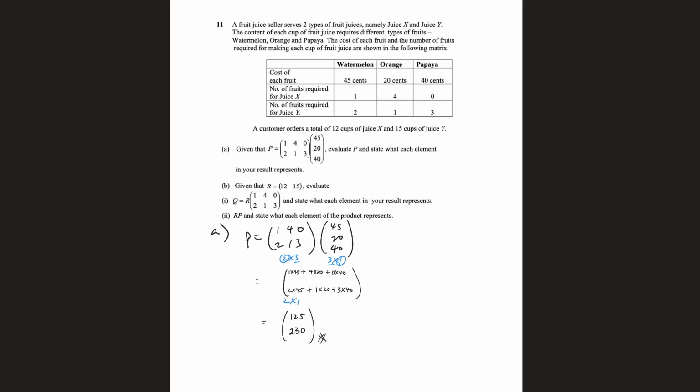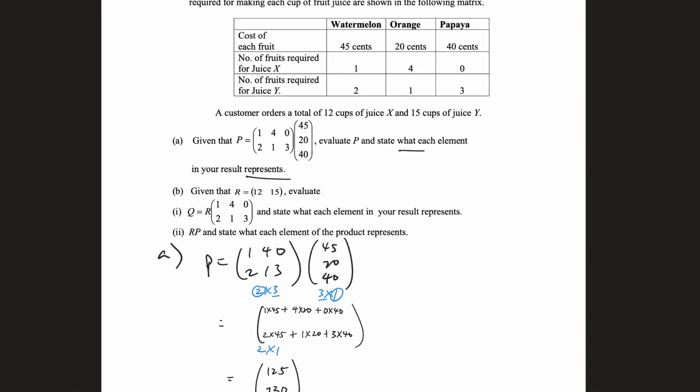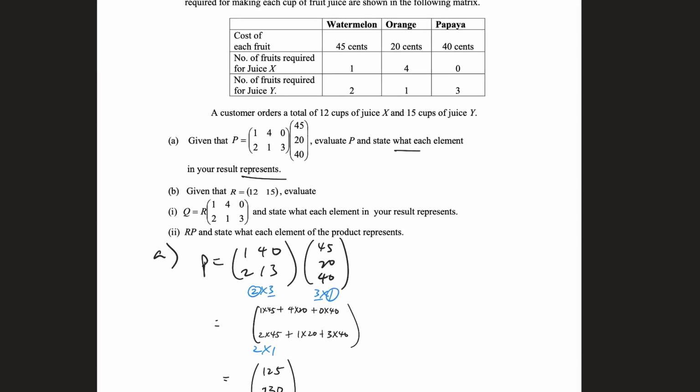Okay, and what does it represent? Right, what does it represent? So let's look at the working. So 1 times 45. This 45 is this 45, right? 45, 20, 40, 45, 20, 40. So these are money. This is how much it costs. And it says 1 watermelon, 4 oranges. So 1 watermelon, 4 oranges, 0 papayas. And you can see when you multiply, it's 1 watermelon, 4 oranges, no papayas.